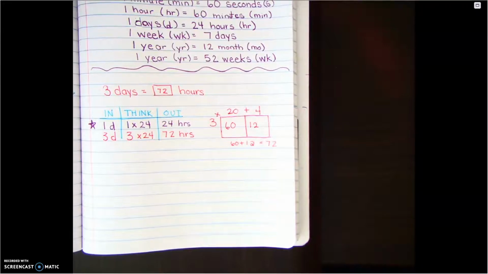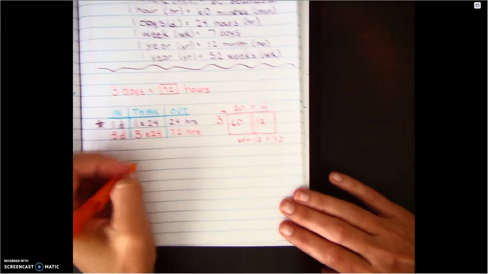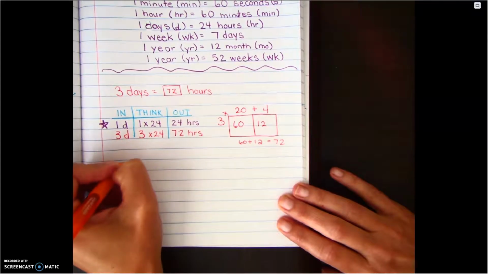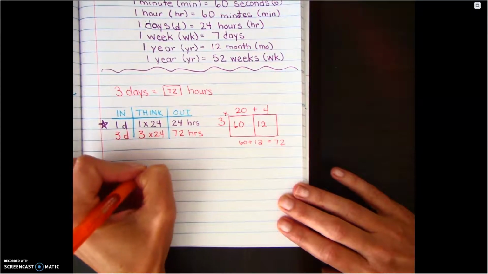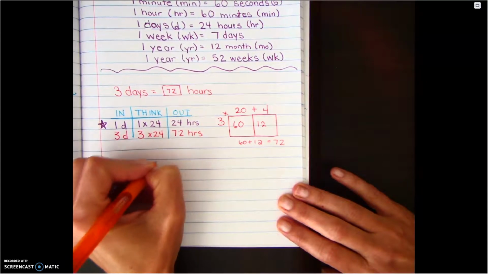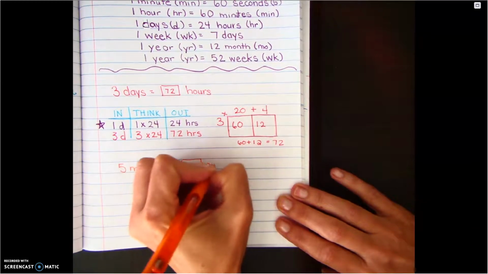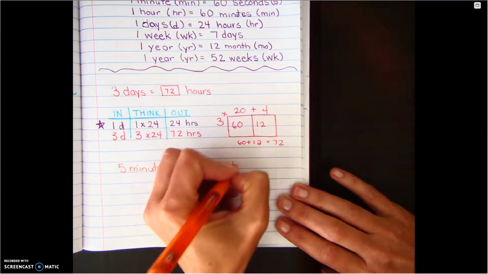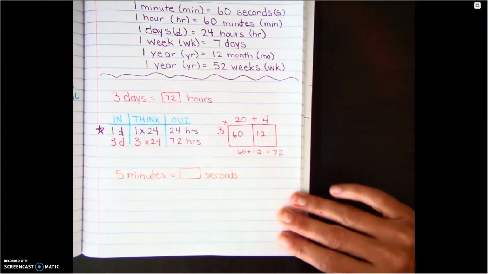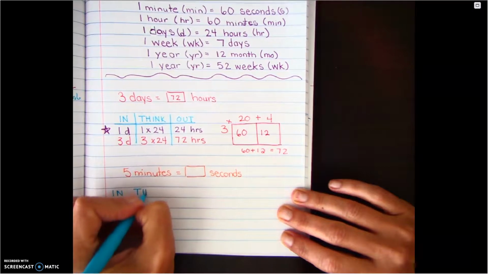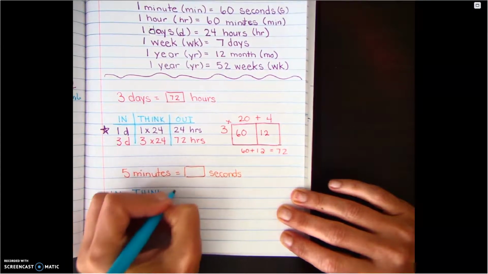All right, so let's do another one. Okay, I'm sorry, I'm picking out my color. Okay, so I want to do how many seconds are in 5 minutes. So I've got 5 minutes. And I want to know how many seconds are in there. All right, so I've got my think chart. I've got my in. I've got my think. I've got my out.